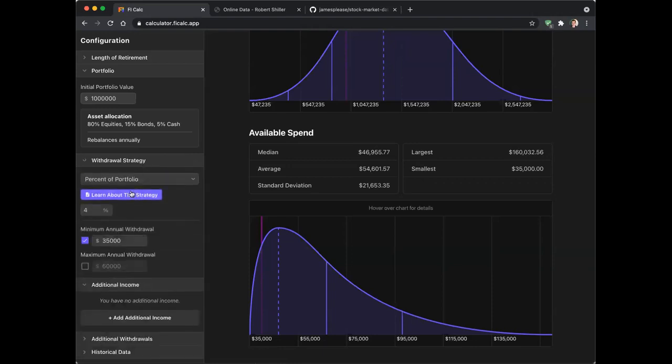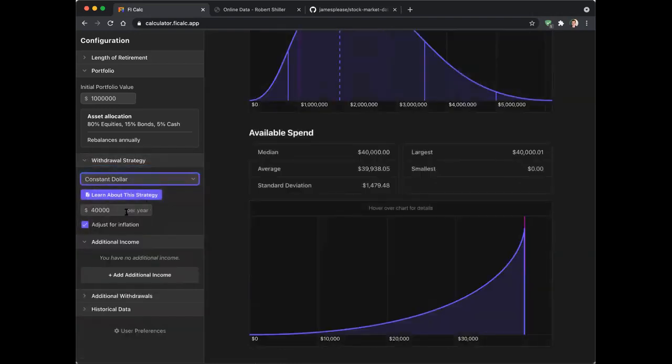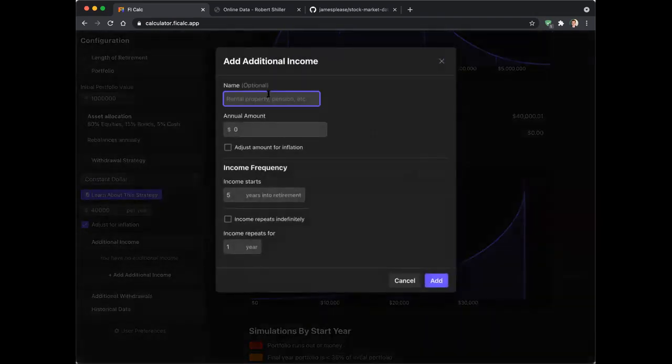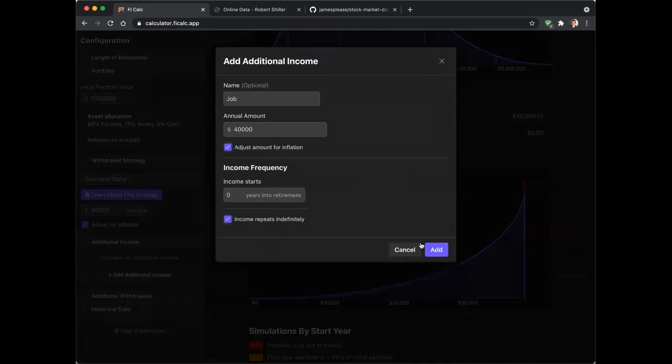So just to show an example, if we go over to constant dollar and we do $40,000 per year and we adjust it for inflation, and we add in a job that gives us $40,000 and we adjust it for inflation, it starts immediately and it goes forever.